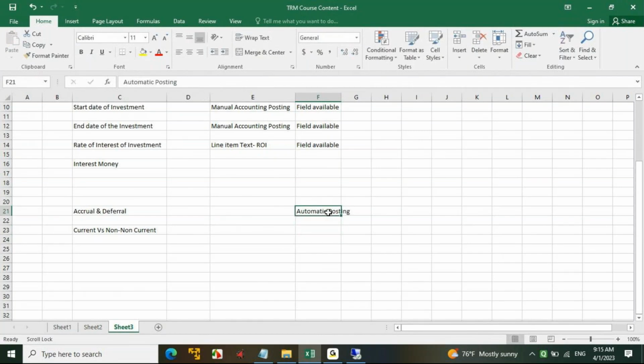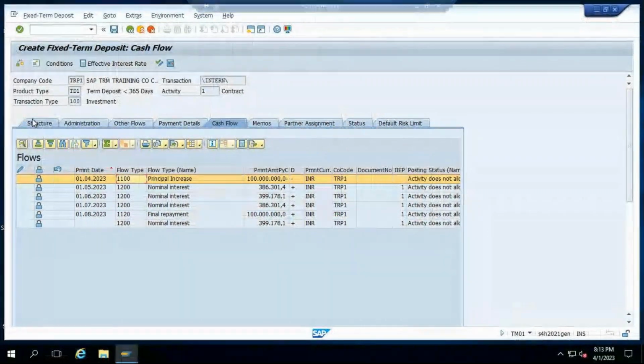Then we also have an option to define current versus non-current. You need not do that manually. You go to the option where you can see, out of this investment, how much amount would be the current portion and how much would be the non-current portion. That segregation you always get. You need not bother about doing the manual posting of accrual and deferral every month end. Everything happens automatically based on the configuration. So these are just the basic understanding of the SAP TRM module.